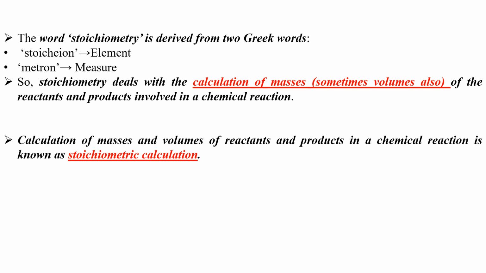Now, what is stoichiometry? The word stoichiometry is derived from two Greek words. What are they? Stoichion, which means element, and metron, which means measure. So, what is stoichiometry? It has something to do with elements and measures.